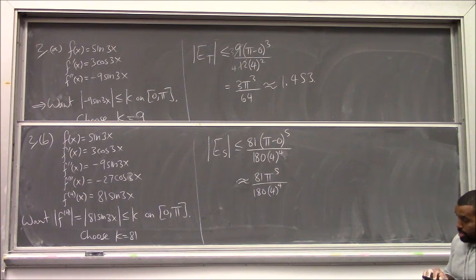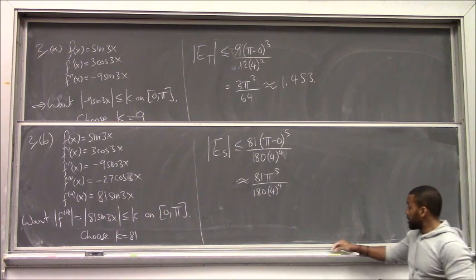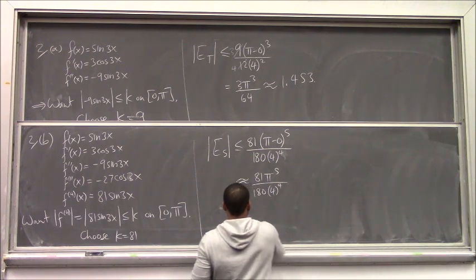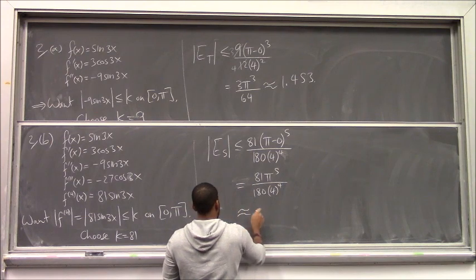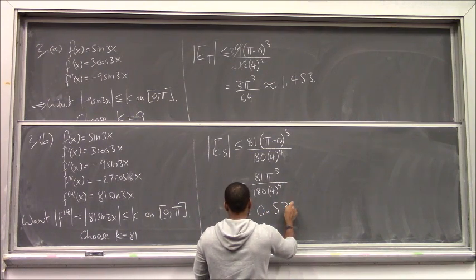I'm going to use decimal so it doesn't matter. So 81 times pi to the fifth divided by 180 times 4 to the fourth. Now, as expected, well, this one's off by 0.538.